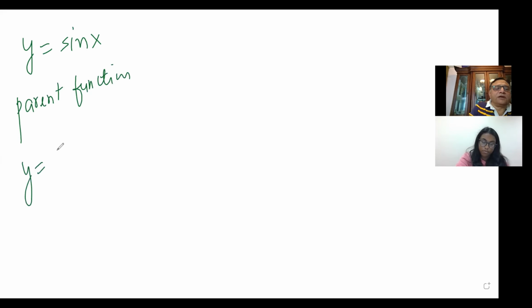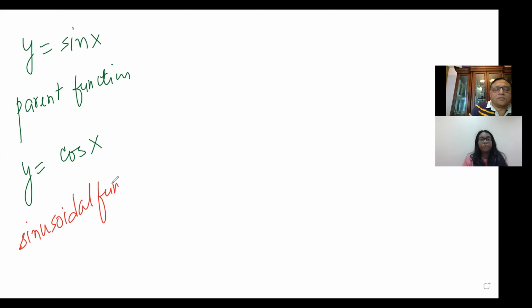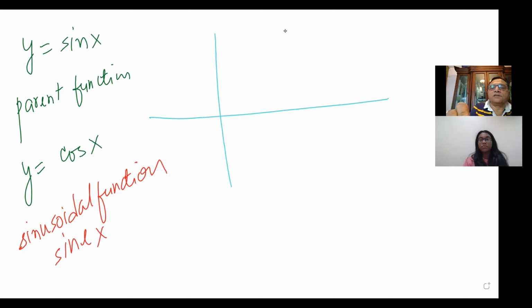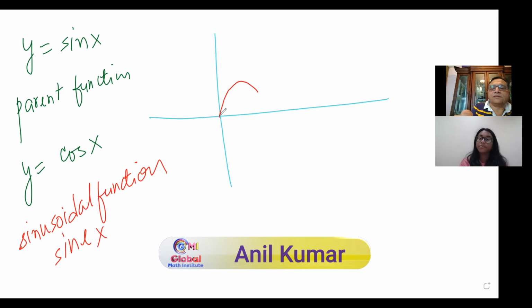Also, we had been looking into y = cos x. However, when we say sinusoidal function, we mean sin x. Do you understand? Mainly because sine and cosine are actually the same waves, right? So if I have to draw a sine function, it will be like this.